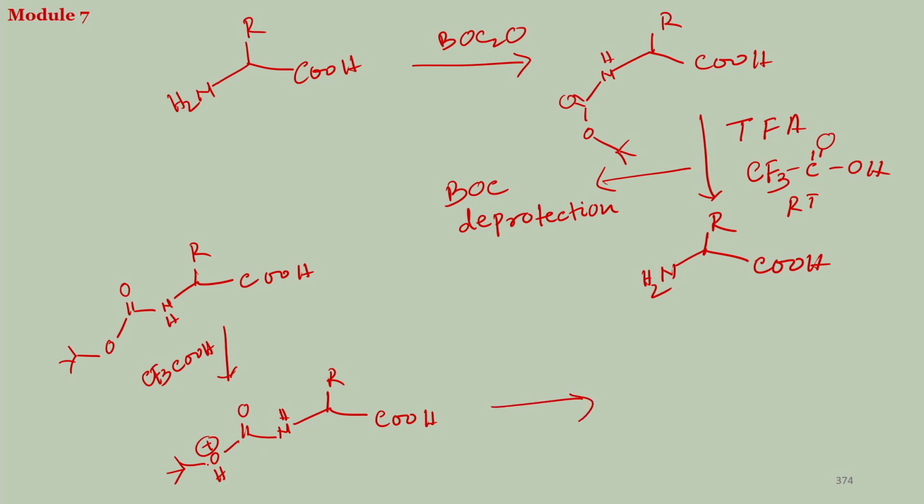The reason why the tertiary butyl group is used is because tertiary carbocations are pretty stable. Once this is protonated, it will attract the electrons, and it will give you the formation of a tertiary carbocation plus R COOH, you have NH CO and the OH.